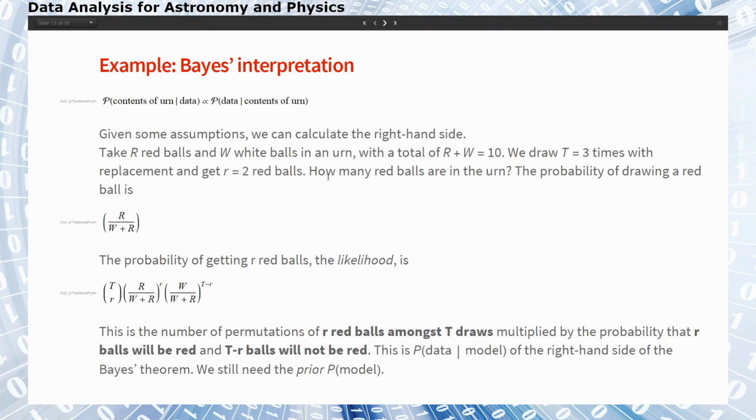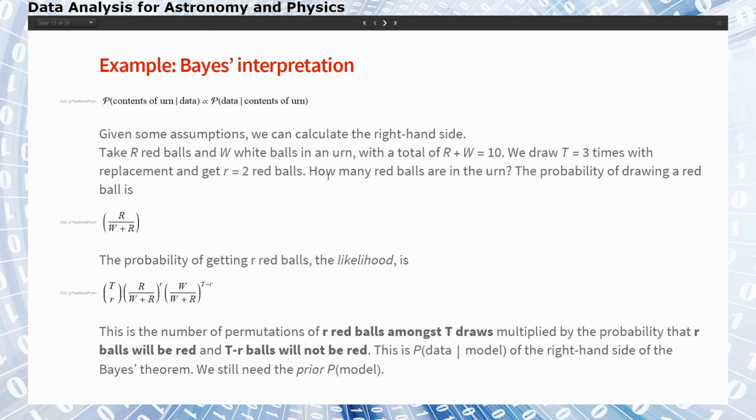But from the previous slides, we now know that the probability of having the certain contents of the urn given the data is related to the probability of the data given the contents of the urn. So given some assumptions, we can calculate the right-hand side. So again, let's say there are R red balls and W white balls in the urn with a total of 10 balls in the urn. And let's say we draw 3 times with replacement and get 2 red balls. Can we say how many red balls are in the urn?